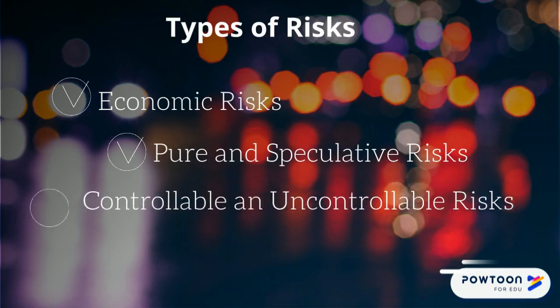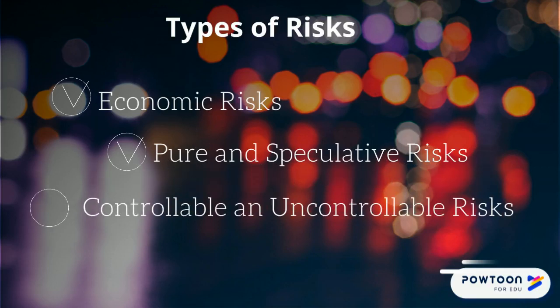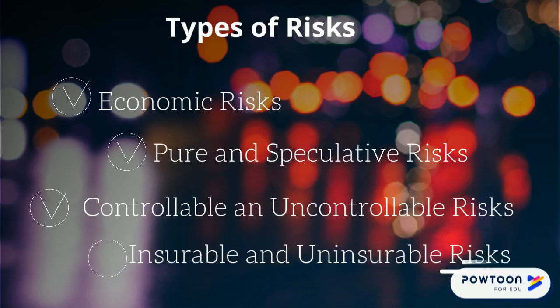The third type of risk is controllable and uncontrollable. A controllable risk can be reduced or eliminated by actions you take. Uncontrollable risk cannot be reduced by your actions. When a large number of people face a given risk, and the cost of possible losses can be predicted, it is called an insurable risk. If the risk is not common, it is known as an uninsurable risk.